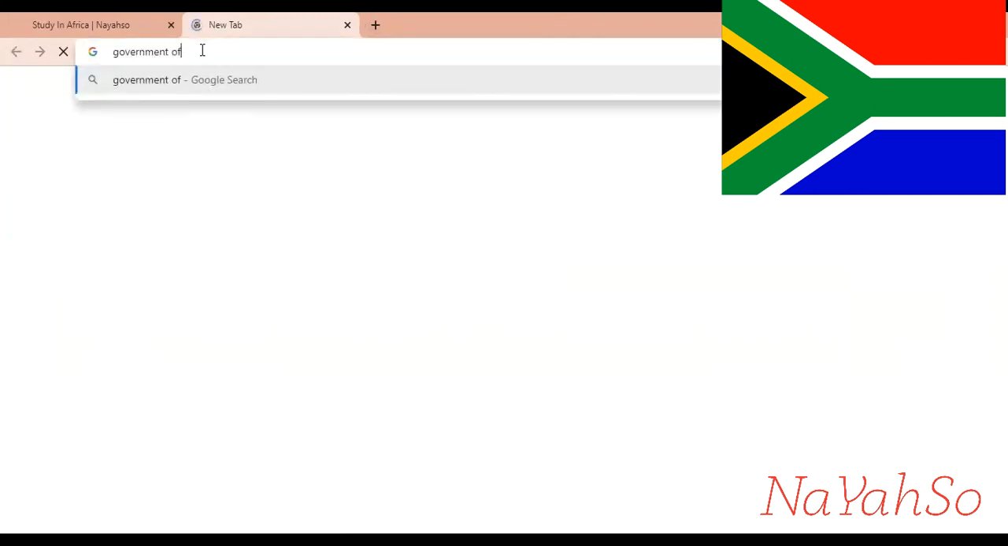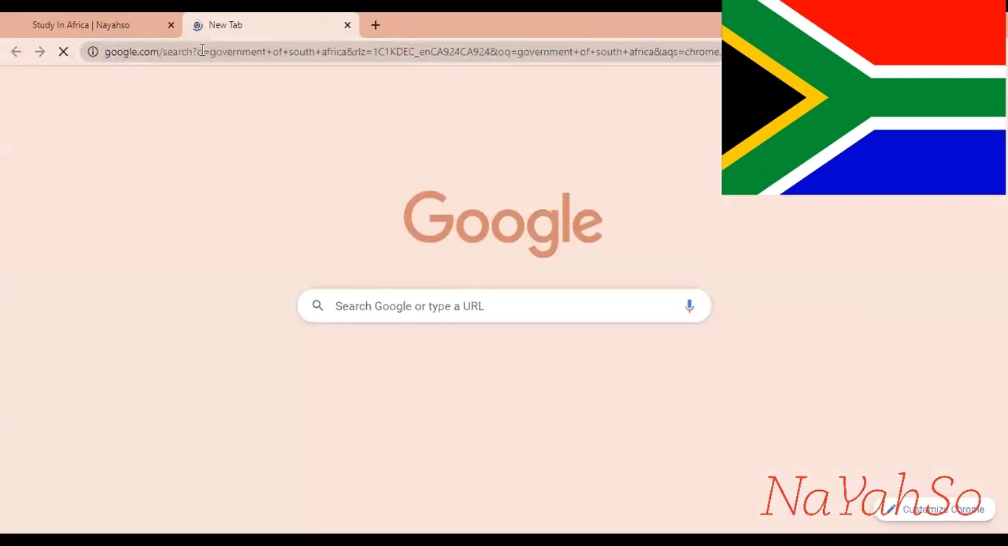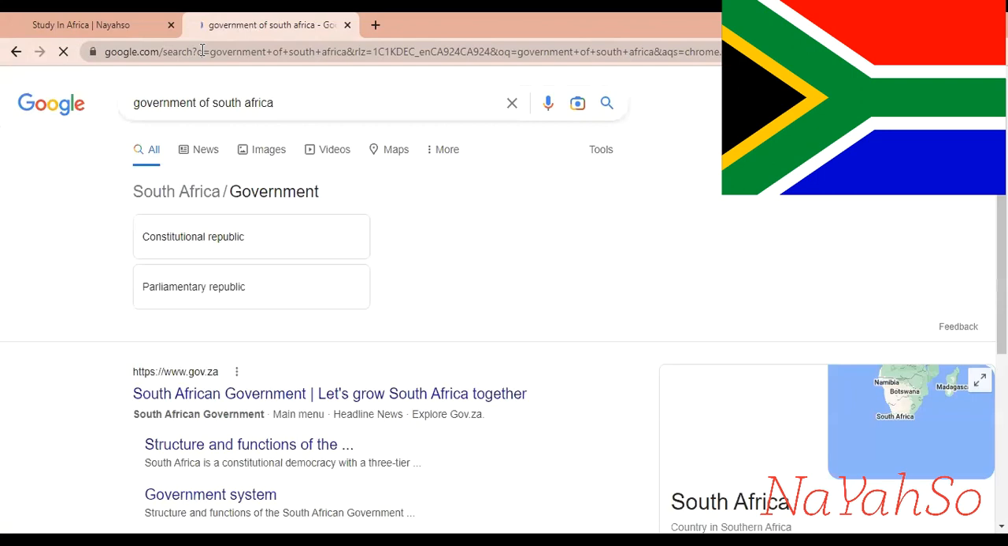Government of South Africa. Let's see what that brings. So if you don't know anything about studying in South Africa or any country, the government's always a good place to start because hopefully they will have a website. So there's the South African government.